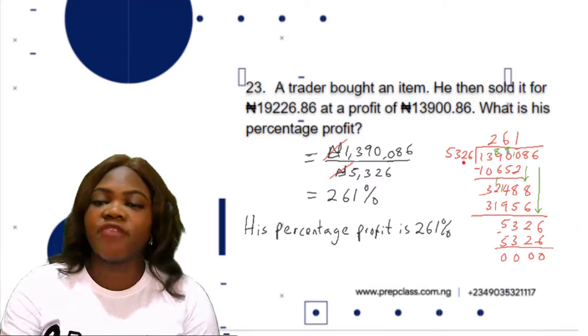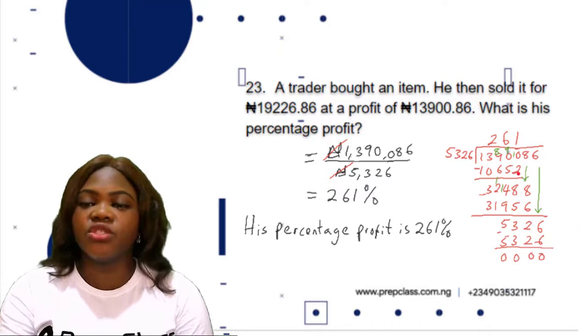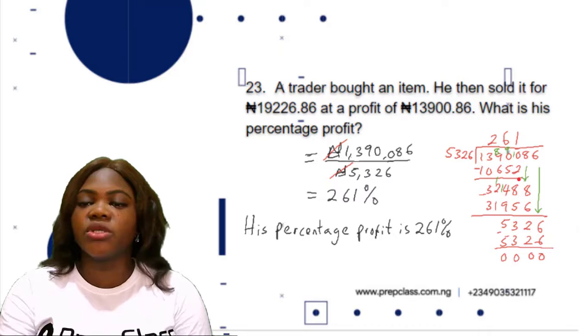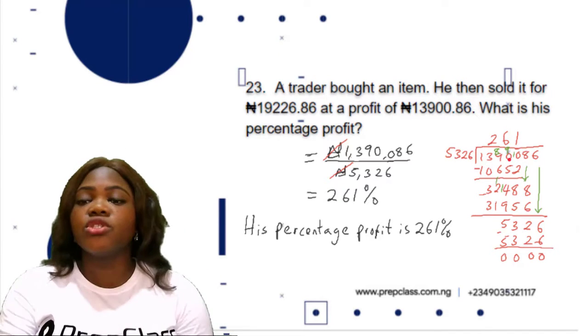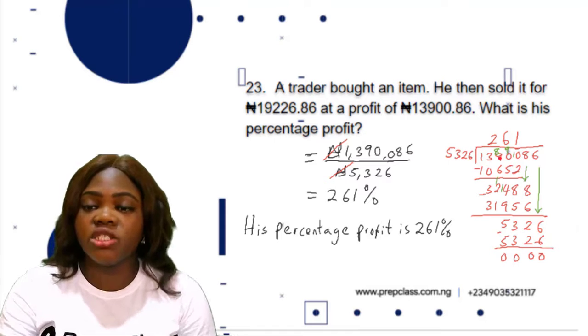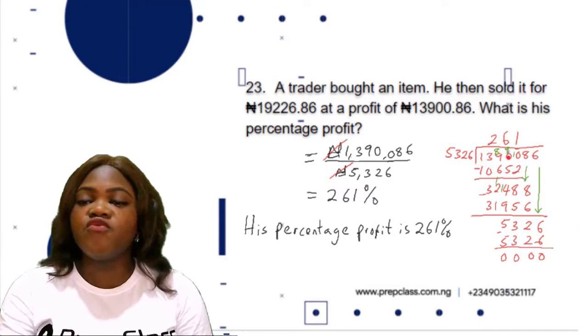13,900 divided by 5,326 is 2. 2 times 5,326 is 10,652. 0 minus 2 is not possible, so we get 1 from the next digit. But the next digit is 0, so we have to get 1 from the next digit here, which is 9. It remains 8. Put it here, it becomes 10. Then remove 1, it becomes 9.